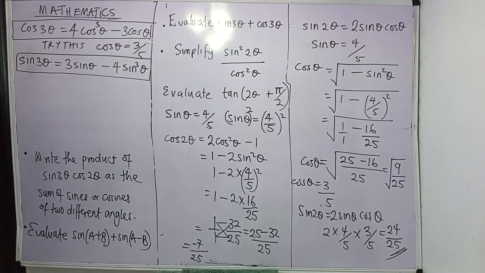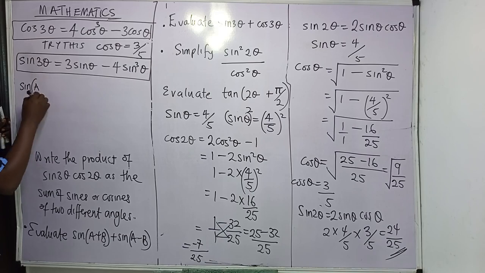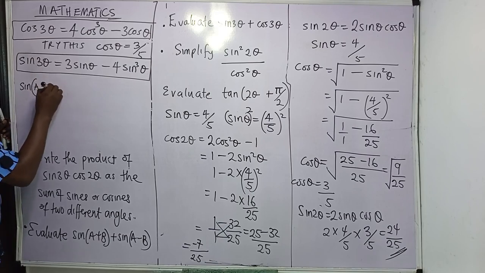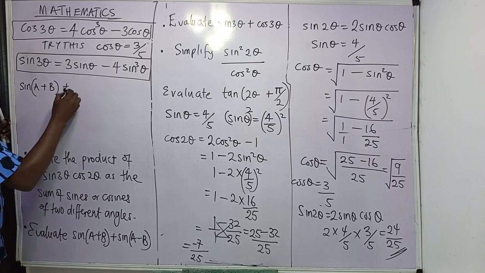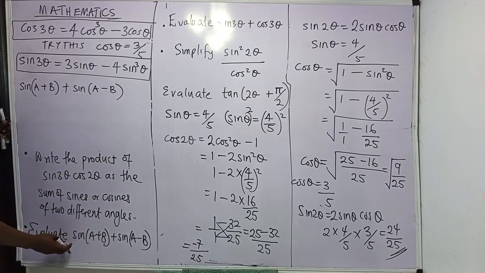Let's go to the next question. It says write down the product of sin theta, sin 3 theta cos 2 theta as the sum of sines or cosines of two different angles. First of all, the principle upon which this can be explained is that when you have sin (A plus B) plus sin (A minus B). I want to solve this last one, and I will use it to explain something for this one. Let me start with this one first.